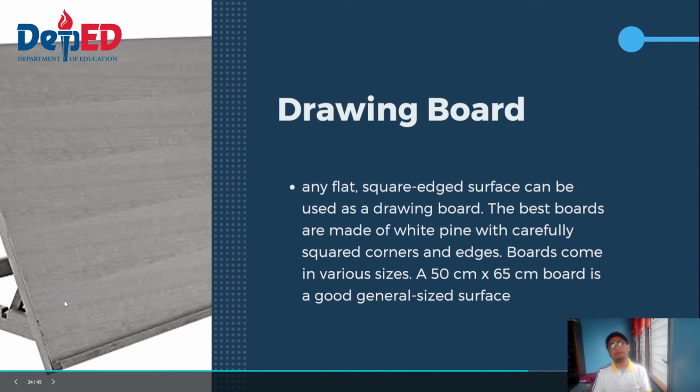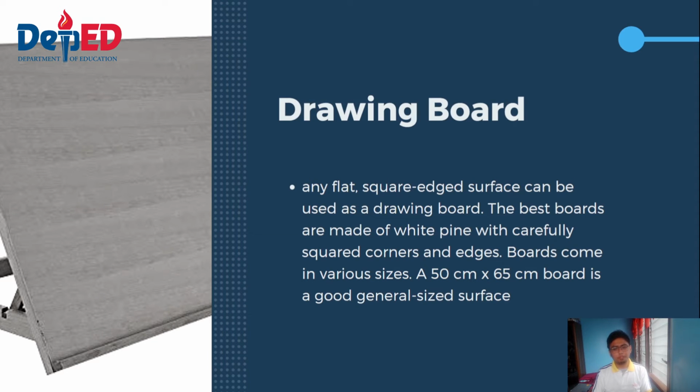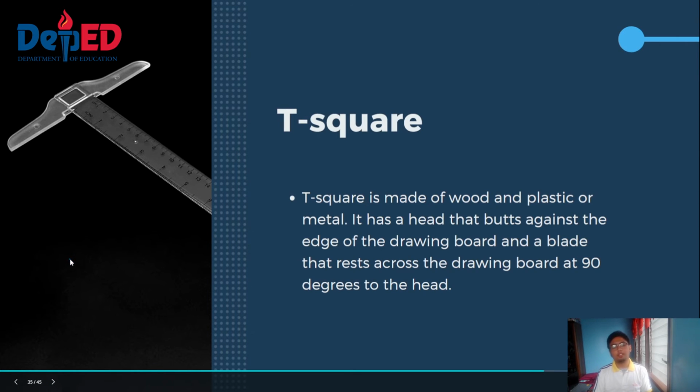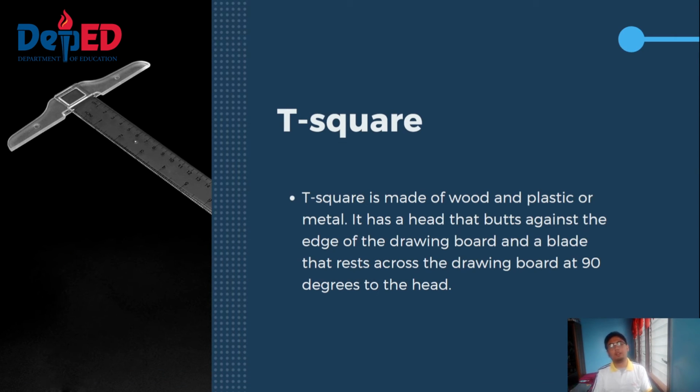Drawing board. Instead of buying a table, you may use drawing boards. Any flat, square-edge surface can be used as a drawing board. Any scrap wood that has a flat surface, no holes, no lines, you can use it. Then the T-square. It's like a ruler but has a top that is shaped like a T. A T-square is made of wood or plastic or metal. It has a head that butts against the edge of the drawing board and a blade that rests across the drawing board at 90 degrees to the head. So it helps you to maintain a straight line.